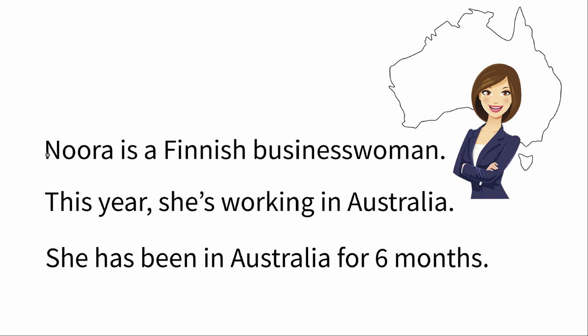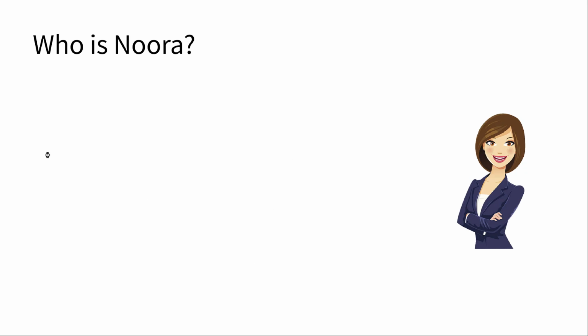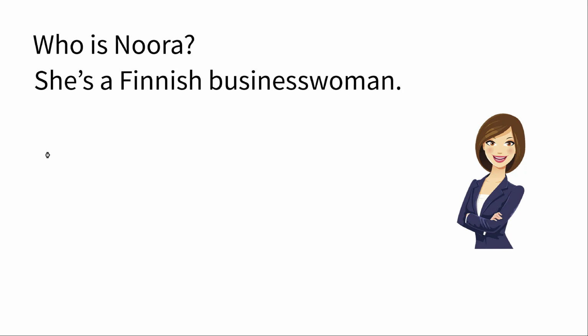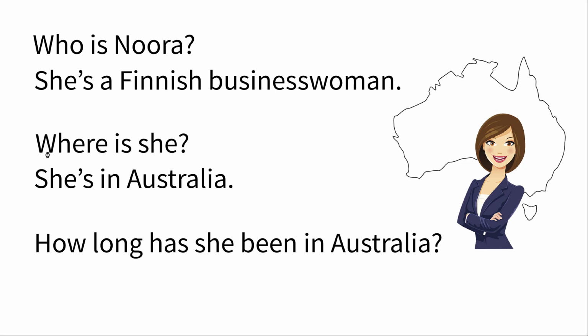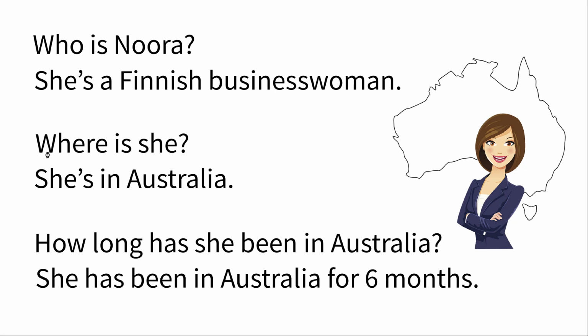Okay, let's work on those sentences a little bit. So this year she's in Australia. She has been in Australia for 6 months. Yes, been in with a length of time. So briefly, who is Nora? She's a Finnish businesswoman. Where is she? She's in Australia. And how long has she been in Australia? She has been in Australia for 6 months.